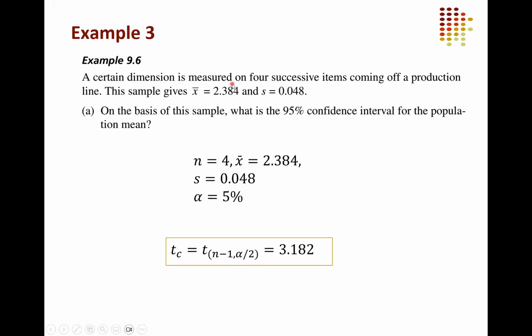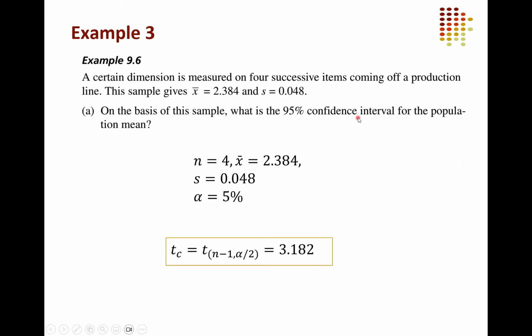A certain dimension is measured on 4 successive items coming off a production line. This sample gives an X bar mean value of 2.384 and a sample standard deviation of 0.048. On the basis of this sample, what is the 95% confidence interval for the population mean? So it's a straightforward problem. I hope students can carry out these calculations. Here is a bit of reference: N equal to 4, X bar, S and alpha 5%.